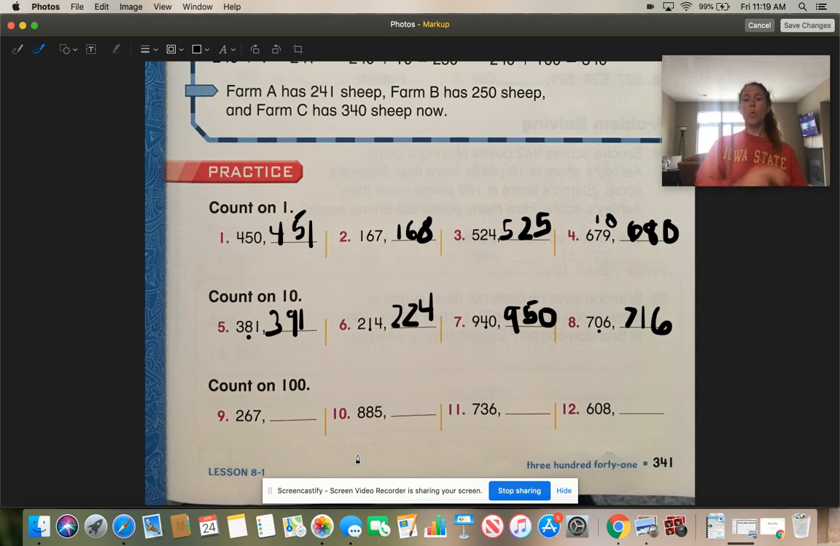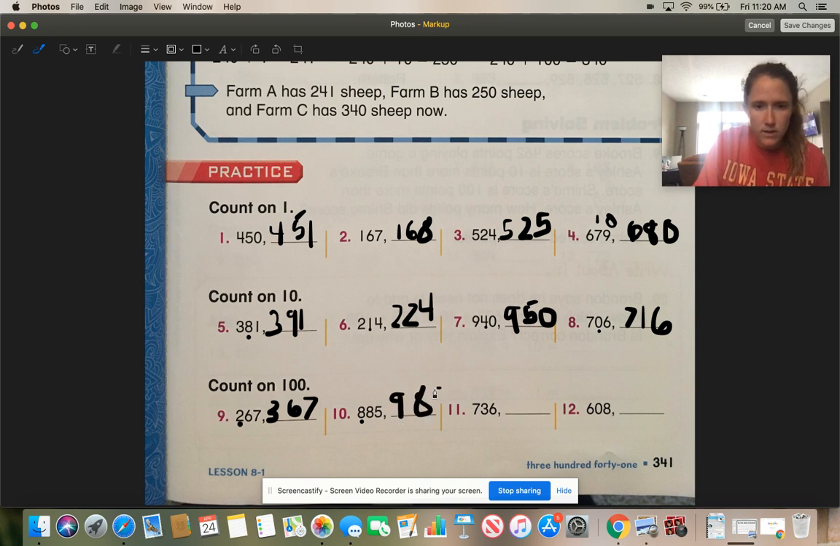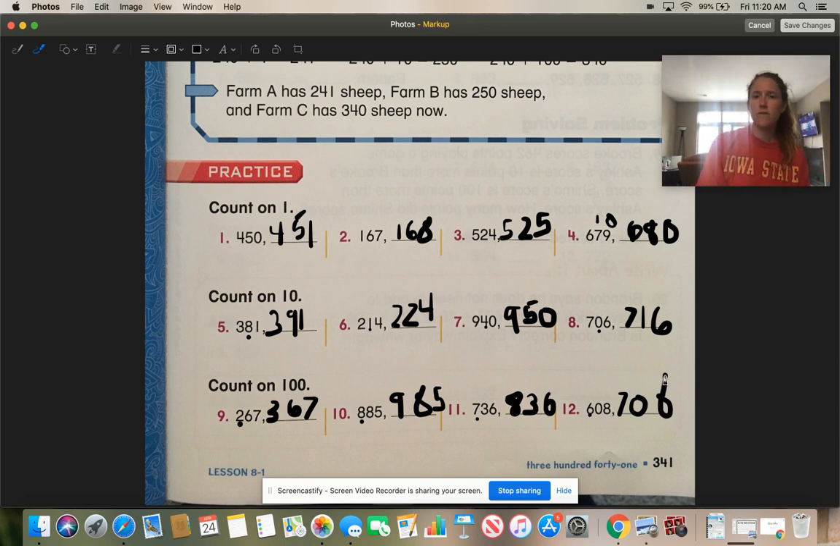Count up by 100. So now we add 1 in the hundreds place. So here's our hundreds place. 367. Here's our hundreds place. 1 more than 8 is 9, so 985. 1 more than 7 would be 8, so 836. And 608, so we look at the hundreds place, would be 708. So hopefully doing that front page together would help you.